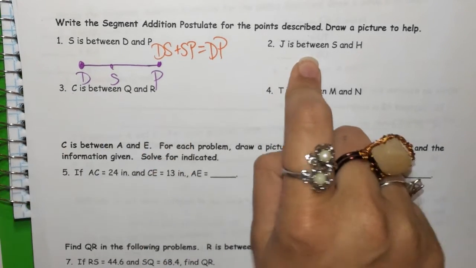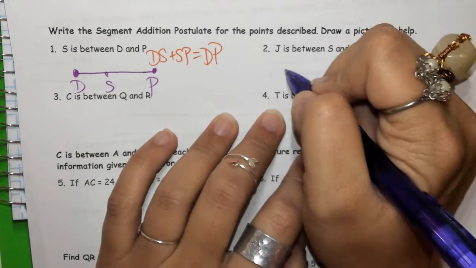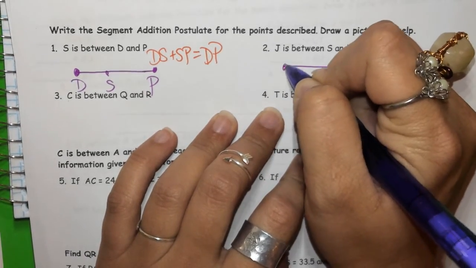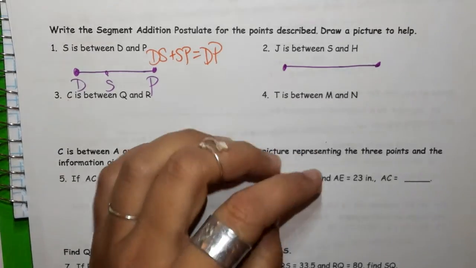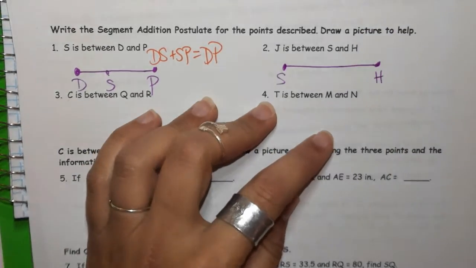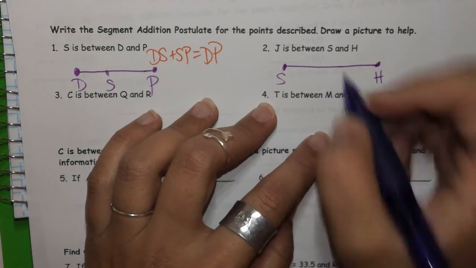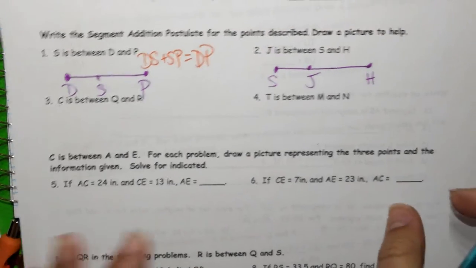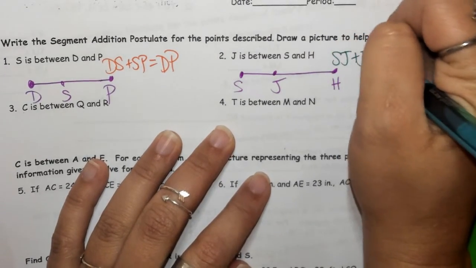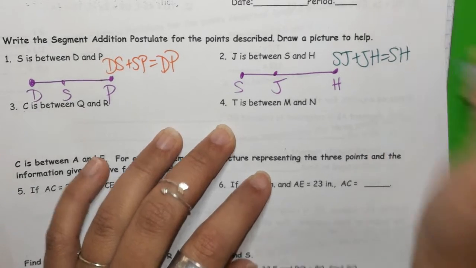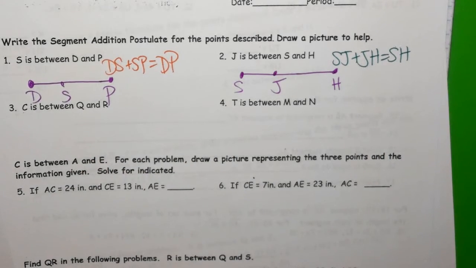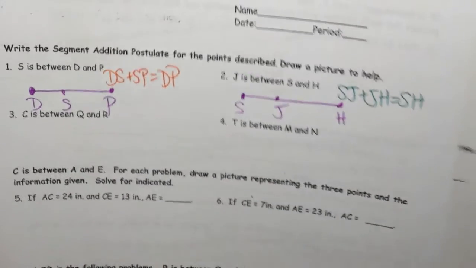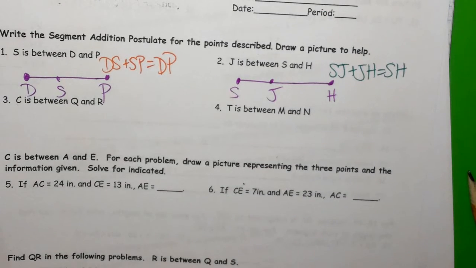All right, now this one for number 2, you would draw a segment. What is going to be the endpoints of our segments? S and H. And what letter is going to go in the middle of those? J. And how would we write our segment addition postulate? They were actually all saying the same thing. Yes, or you could watch the video. All right, now do 3 and 4. We've got time.